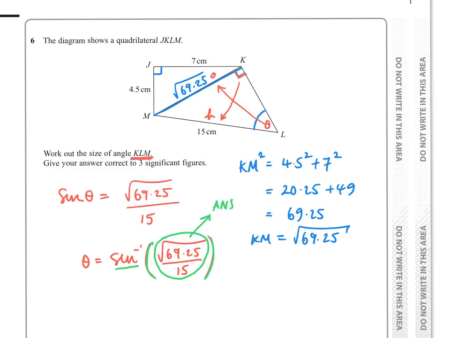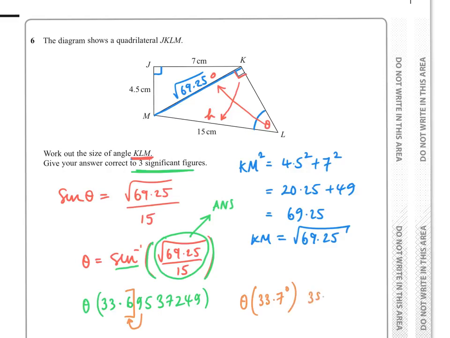And what I get on my calculator is theta is going to be 33.6937249. It wants it to 3 significant figures, so the 9 will change the 6 to a 7, so theta is going to be 33.7 degrees, and that's to 3 significant figures. So not too bad a question there.